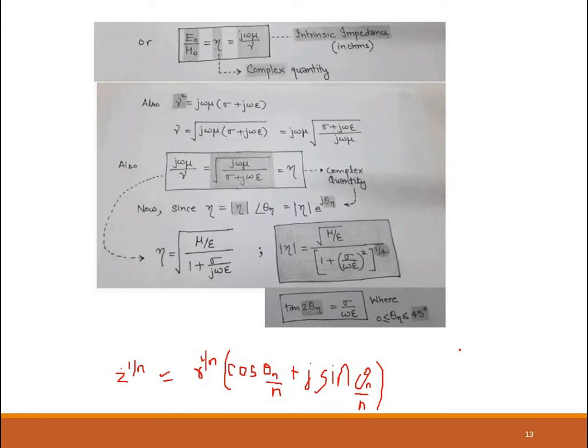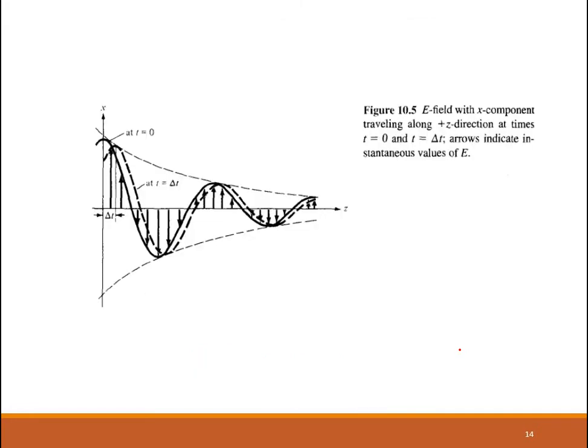Now we're going to the next part. So far, what have we derived? We started with the vector Helmholtz equation, and then we derived alpha, the attenuation constant, and beta, the phase constant for a lossy dielectric. Then we derived the expression for E, and then the expression for H, the magnetic field, and then we came to deriving the expression for the intrinsic impedance.